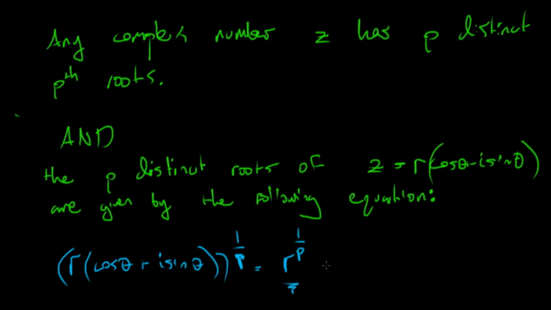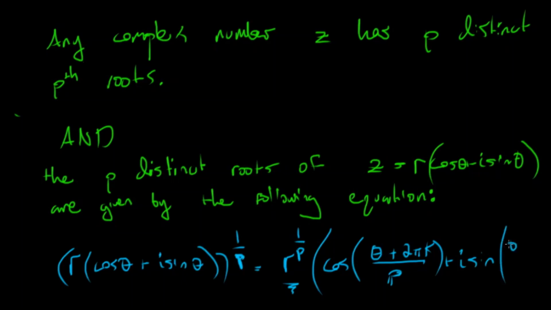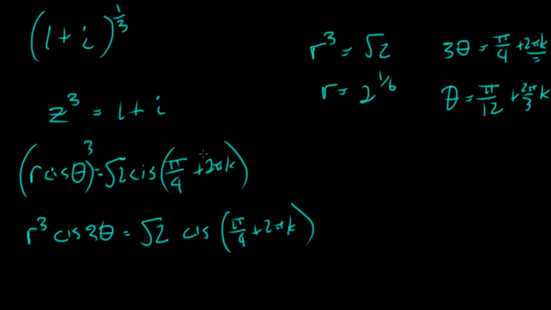And this is going to be the principal root, that positive number. We're talking about positive radial distances, times cosine of theta plus 2 pi k divided by P plus i sine theta plus 2 pi k divided by P. Look, that's what happened here, right? We turned this into a complex number. It was root 2 cosine plus i sine of pi over 4 plus 2 pi k. And we divided pi over 4 and 2 pi k by 3. The p here, we're looking at the third roots. The pth roots are the third roots.